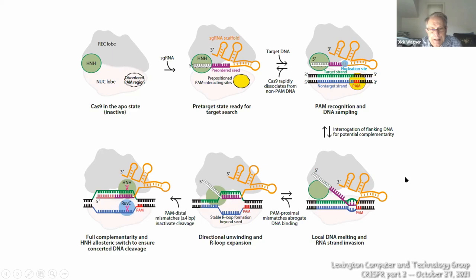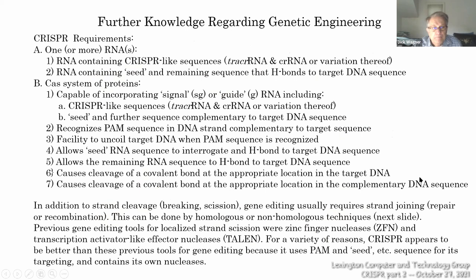Okay, now we're going to go on to the third system where we get to genetic engineering. Let me start off by, in a sense, tearing apart the CRISPR situation. You've got two main requirements for CRISPR to work. The first one is the RNA part. The second part is the Cas system proteins.